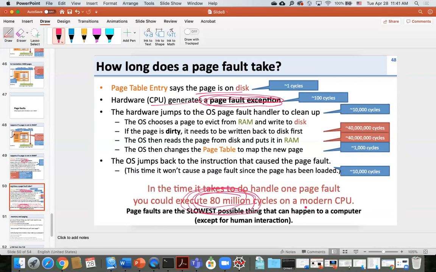So the page fault is the slowest possible thing that could happen to a computer, except human interaction. So don't complain, because we are even slower than this. Except for human interaction, the slowest thing you could see inside of the computer will be the page fault, caused by reading something from the hard disk and reorganizing your page table. So this is how we actually use the whole memory. So we will stop here.